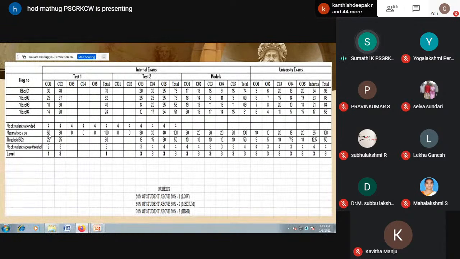Now you just have a look at this. 50 marks are the maximum marks for the course. So the threshold here is 50%. How do you fix the 50%? Should it always be 50%?